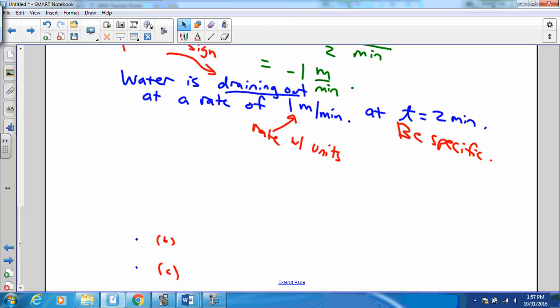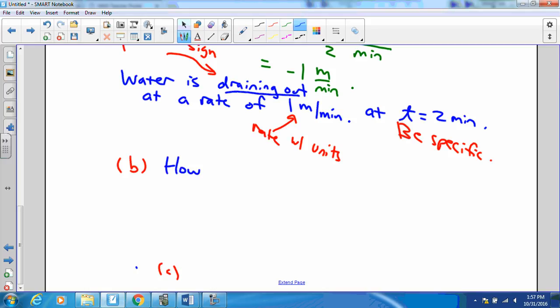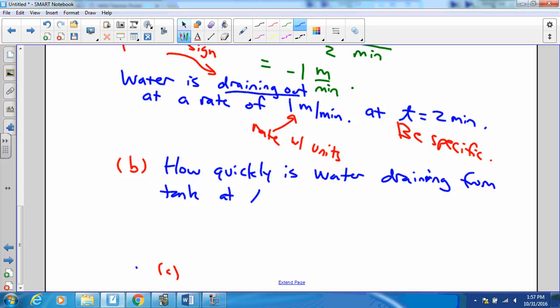Good. Well, let's look at a second question. It's going to look kind of similar, and that is question B. How quickly is water draining out from the tank at t equals 4 minutes?